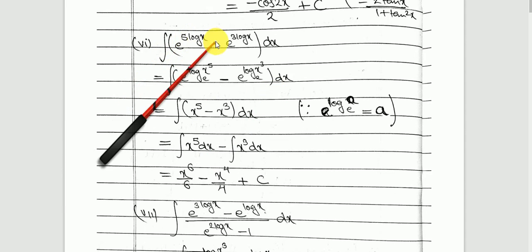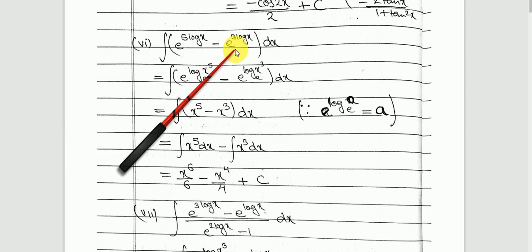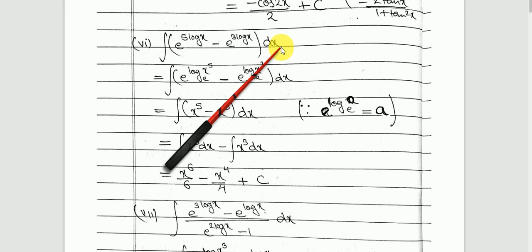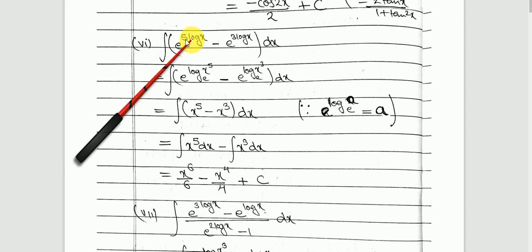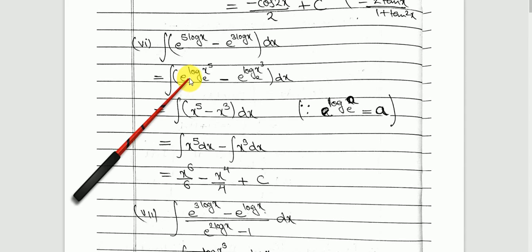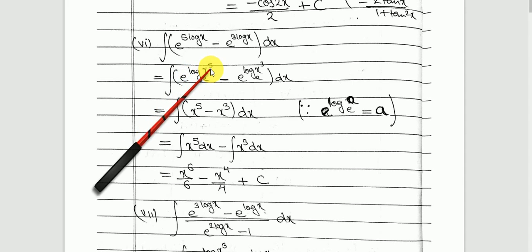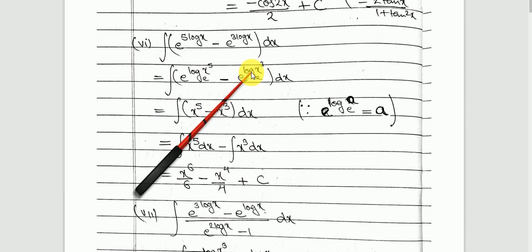Integration of e to the power 5 log x minus e to the power 3 log x, with respect to x. Now if you see the formula list, again you don't have any formula for this type of functions. You don't have any formula for e to the power 5 log x, but this e to the power 5 log x can be written as e to the power log x to the power 5 minus e to the power log x cube.